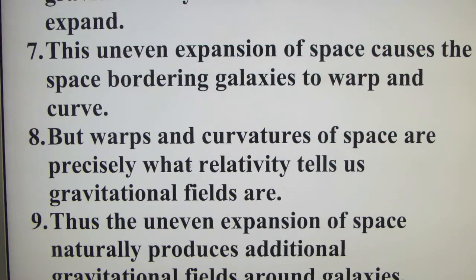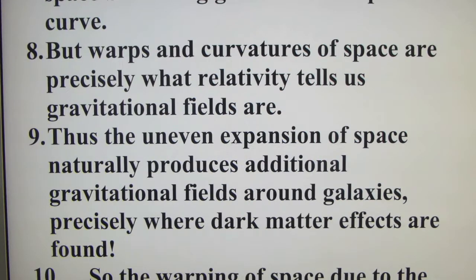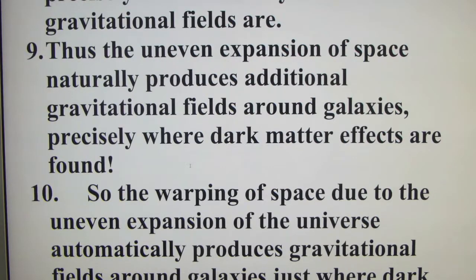This uneven expansion of space causes the space bordering galaxies to warp and curve. But warps and curvatures of space are precisely what relativity tells us gravitational fields are. Thus, the uneven expansion of space naturally produces additional gravitational fields around galaxies, precisely where dark matter effects are found.